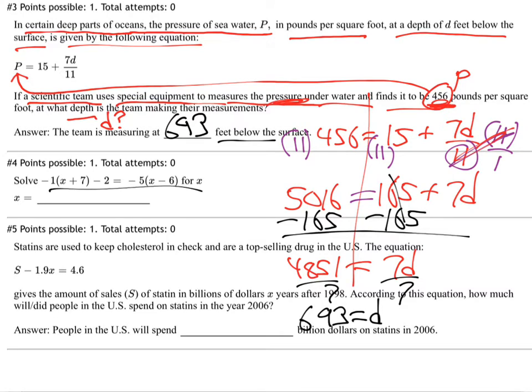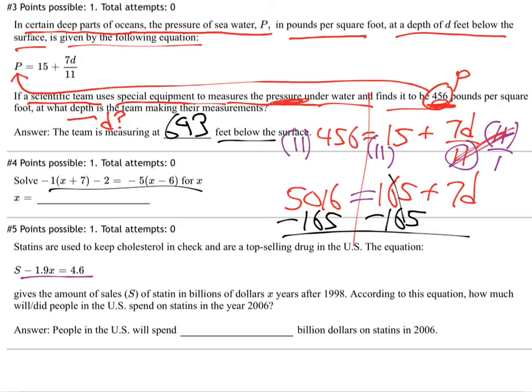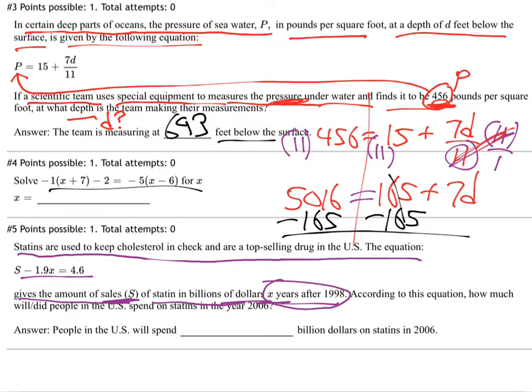All right, so let me get some of this stuff out of the way here. So here on number 5, they're giving this equation. They're saying statins are used to keep cholesterol in check and are a top-selling drug in the U.S. There's the equation. It gives the amount of sales of statin in billions of dollars X years after 1998. According to the equation, how much did people in the U.S. spend on statins in the year 2006? Okay, so think about that with me for a minute.